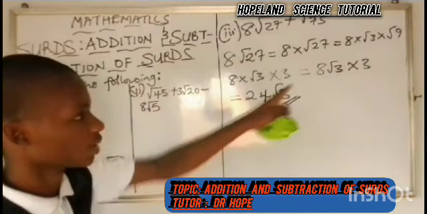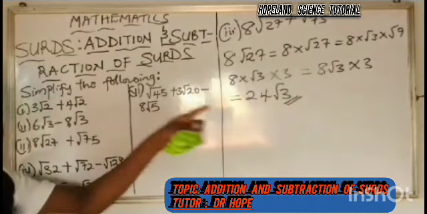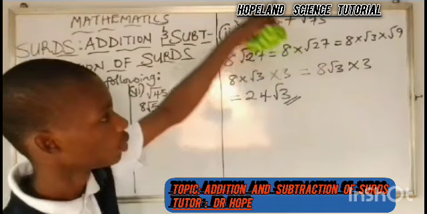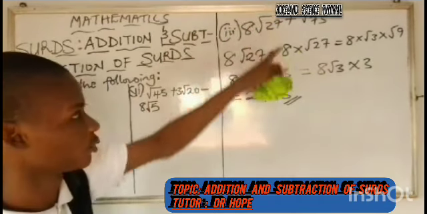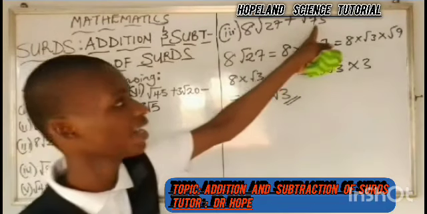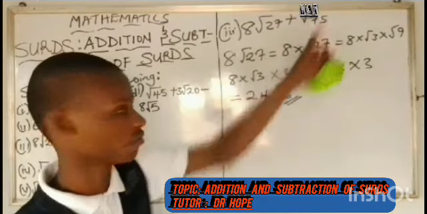So that is the solution to the simplification of 8 root 27. Sorry, we are not done. So that is the simplification of this. Are you together? Now let's come to root 75.